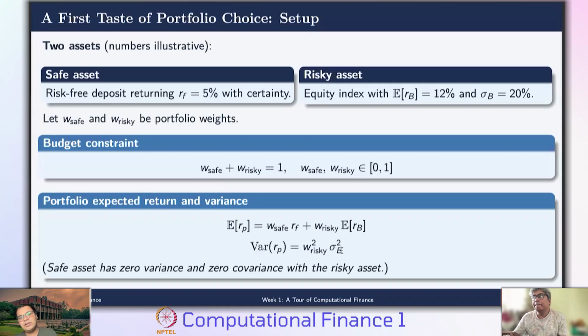But this is so far only the constraint side. In order to solve this problem, we also need to understand what the consumer or the person who is making this investment decision wants, right?